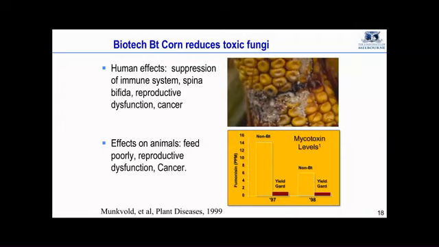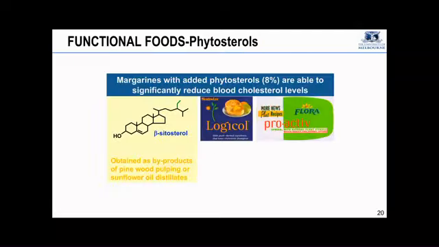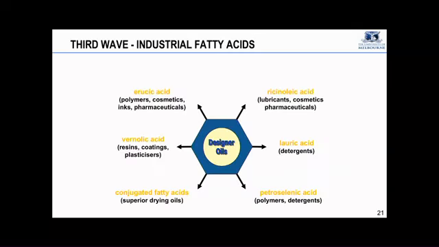BT also works in corn, but these are all what we call agronomic traits, traits that help you grow bigger crops. The second way is to enhance the quality of food produced by silencing endogenous genes or introducing new genes. And margarines that have phytosterols are able to significantly reduce blood cholesterol levels, which is one of the byproducts. Canola and oils with 2.2 to 5% phytosterols have been developed.